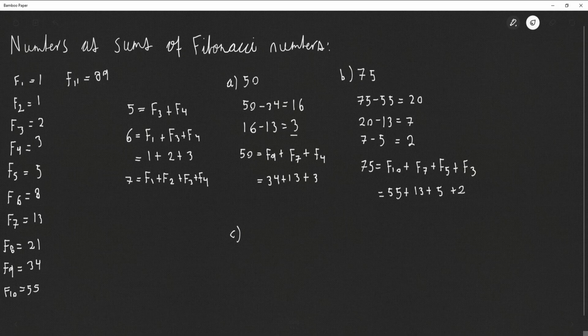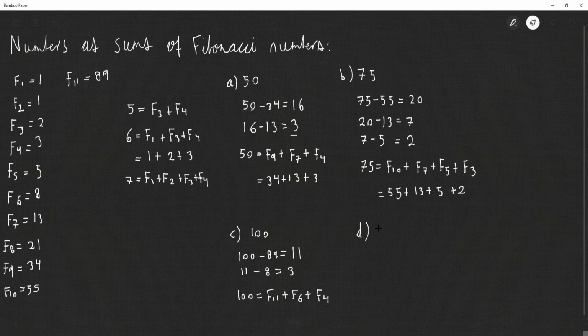Now, for question C, we're going to do 100. So this time, with 100, we can subtract our 89. So we get 100 minus 89, which gives us a remainder of 11. Now the largest number going up to 11 is our 8. So 11 minus 8 will give us 3. And then we can see that 3 is exactly F4. So 100 is going to be equal to the value of 89, which is F11, plus the value of 8, which is F6, plus the value of 3, which is F4.